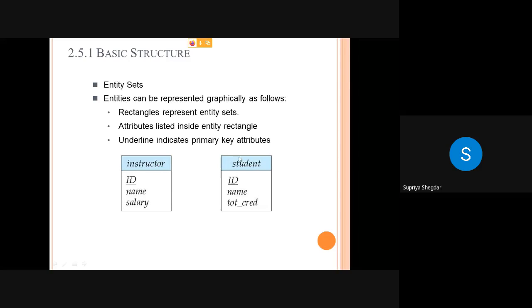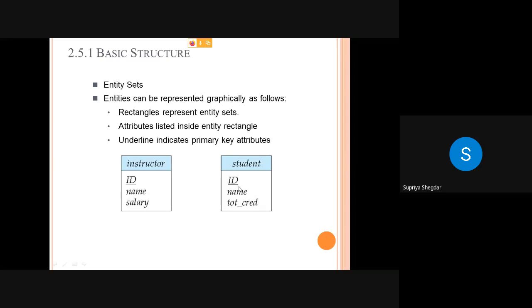Okay, and here the underline indicates the primary key attribute. Means in the entity set, suppose one of the attributes is the primary key attribute, then we can represent it with an underline under that primary key attribute. Okay, so simply the primary key attribute is nothing but the attribute with which we can uniquely identify our data, or differentiate between our data.